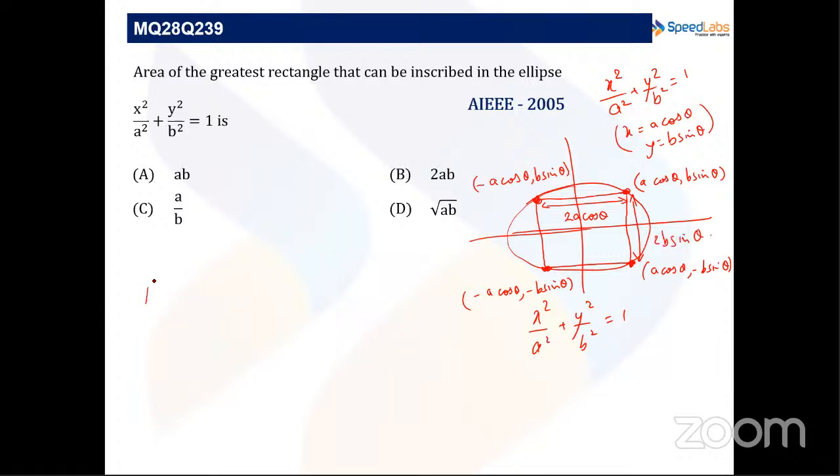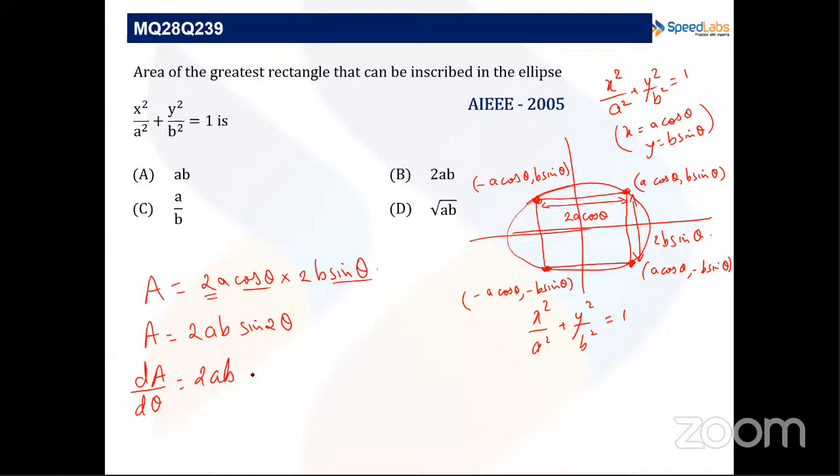So our required area of this rectangle is length into width. The area will be equal to 2ab sine 2 theta, since 2 cos theta sine theta is equal to sine 2 theta. To find the maximum or minimum, we know the basic concept of maxima and minima. For the maximum or minimum area, dA by d theta should be equal to 0. If we find dA by d theta, it will be 2ab times the differentiation of sine 2 theta, which is cos 2 theta into 2.